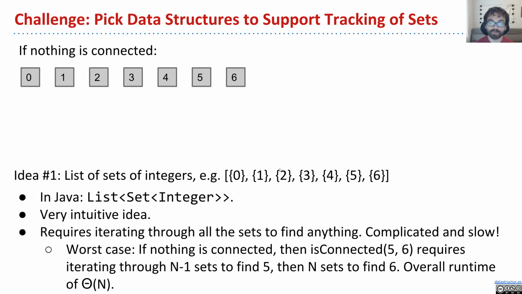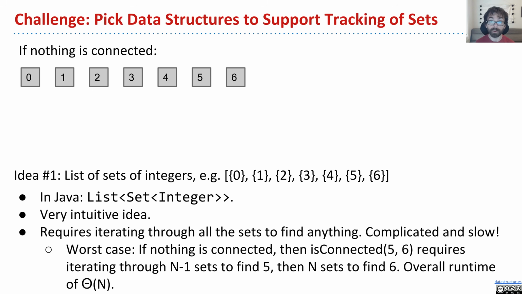So if we wanted to do something like isConnected 5, 6 here, that means we need to look and say, is 5 in this set? Nope, that's 0. Is 5 in this set? Nope, 1, and so forth. And so we don't know where anything is, and in that case, we basically have to look at 6 sets to find 5, and then 7 sets to find 6. So the overall runtime, we're basically scanning through everything twice, and that runtime would be theta n. So that's actually pretty bad compared to what we will be able to achieve later.